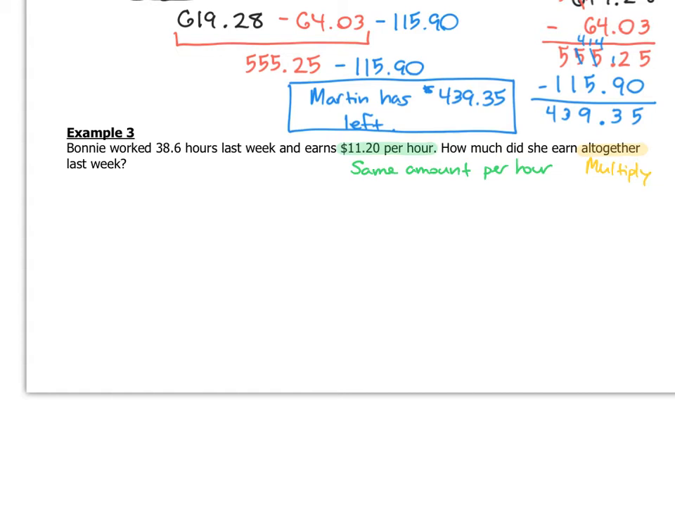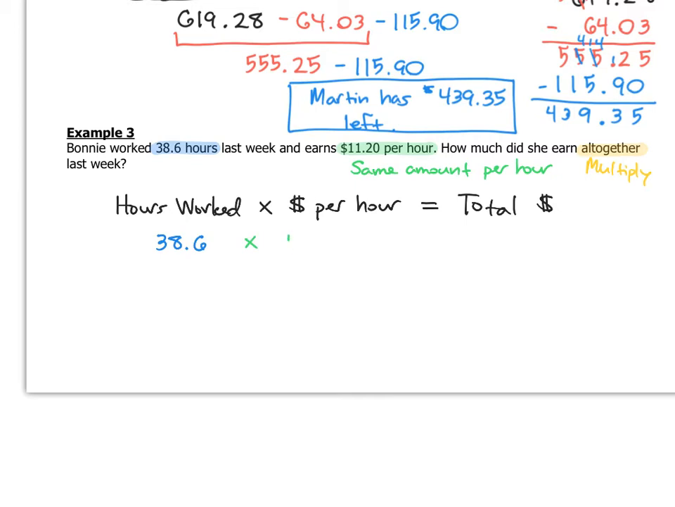So what we'll do here is we'll take the total number of hours she worked times the amount she gets per hour, and that's going to give us our total amount of money. So how many hours did Bonnie work? Well, she worked 38.6 hours last week. So this will be 38.6 times the amount she earns per hour, which is 11.20. So I'm going to set this up with a multiplication problem.